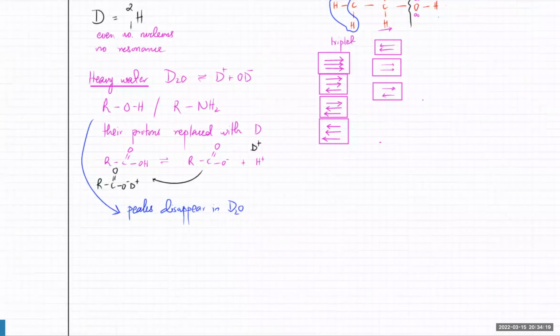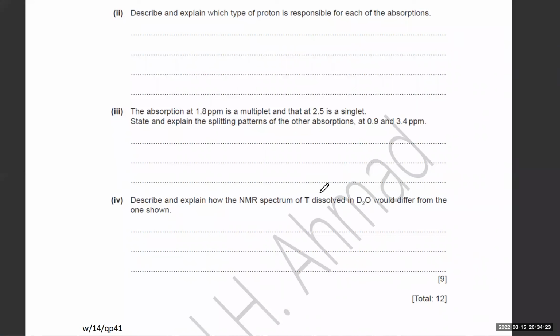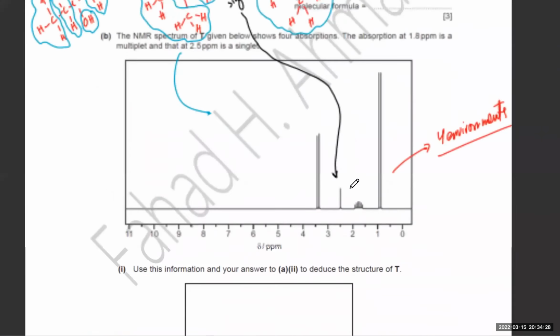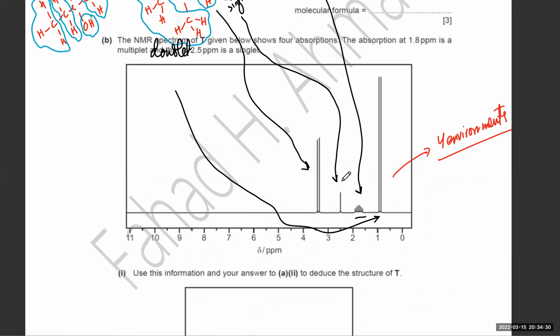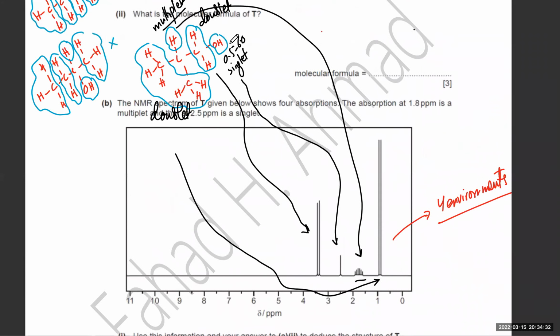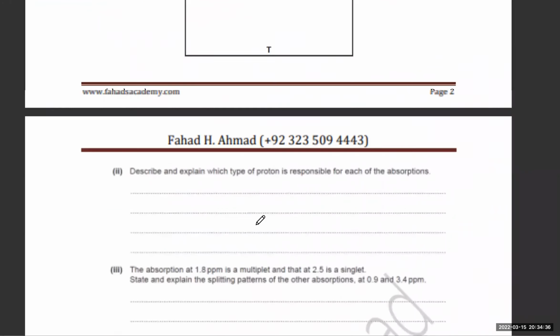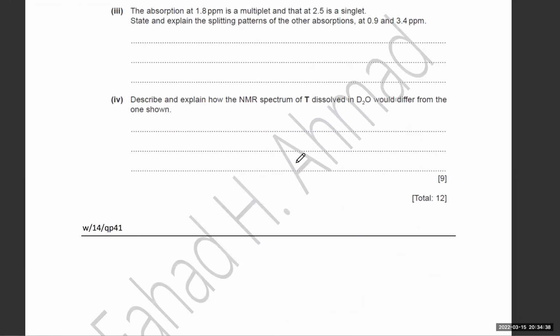The same question is also asking what will happen if T is dissolved in D2O. So the OH peak would disappear. The peak at 2.5 is going to disappear, that belongs to alcohol. Is that clear?